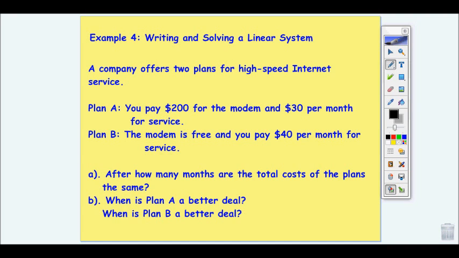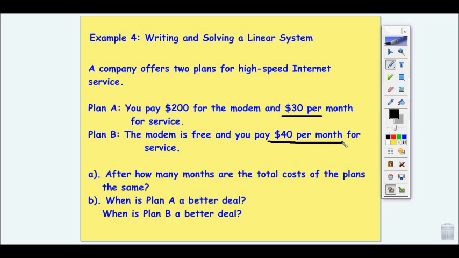Now, our next one, I think you should do pretty good with because many of your 10 marks questions were similar to this. So, a company offers 2 plans for high-speed internet. Plan A, you have to pay $200 for the modem and then $30 per month for service. For Plan B, the modem is free and you pay $40 per month. What we want to know is, after how many months are the total costs of the plans the same, and when is A a better deal and when is B a better deal?